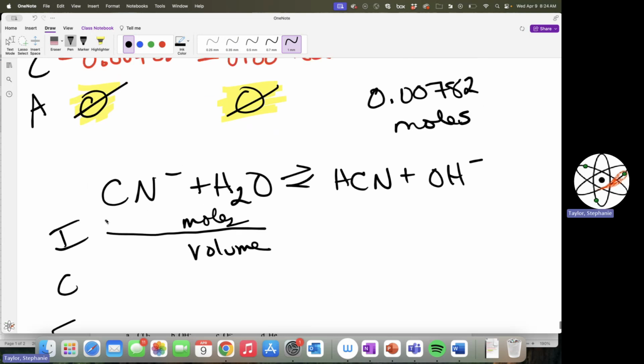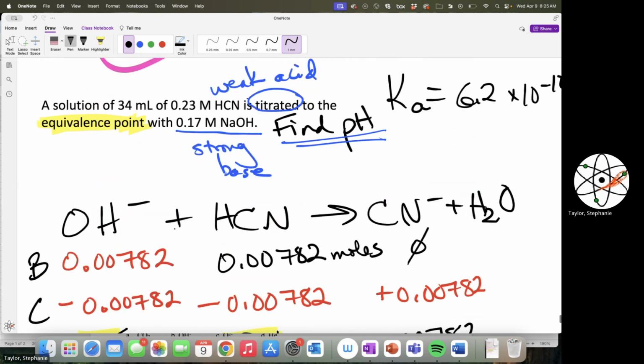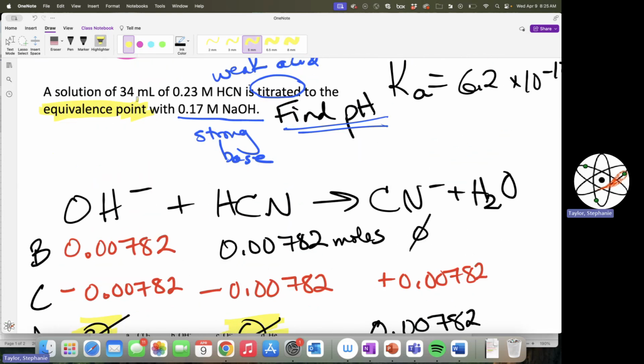So I have 0.00782 moles, but I need my total final volume. This is 0, that's 0. Water I don't care about. So I do need more information. So what I need is total volume. The problem only gave me one number. So I actually have to find my other number for this.